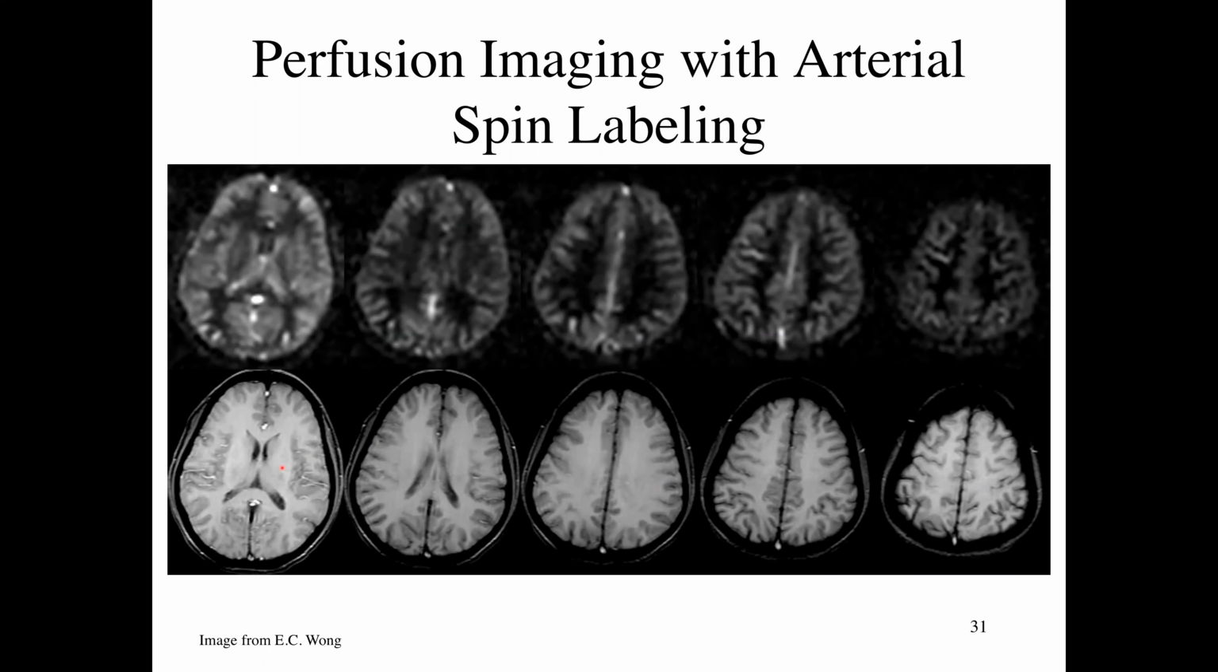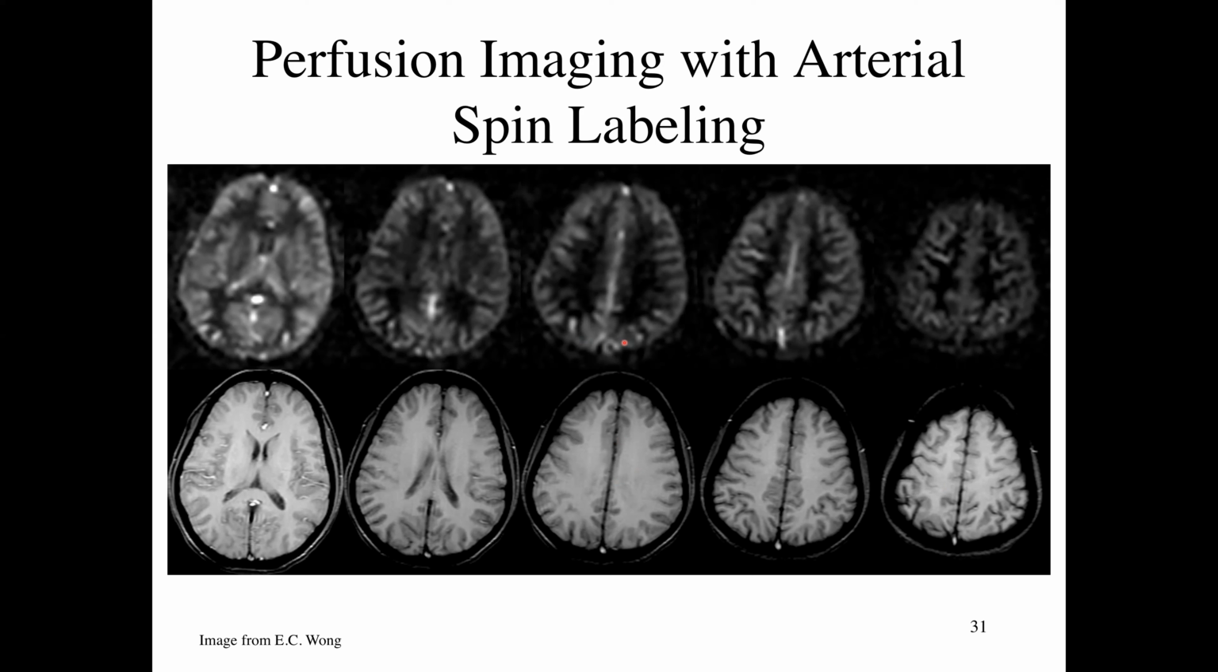This shows what are basically T1 based or intensity based images on the bottom row. On the top row, it's that same slice in that person's brain, but the brightness here corresponds to how much blood flowed into that slice over the course of some time. You can adjust that time. And so you can make a perfusion map, right?